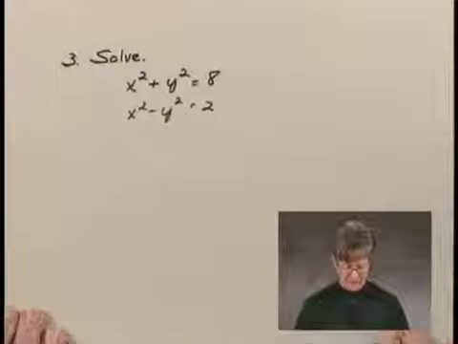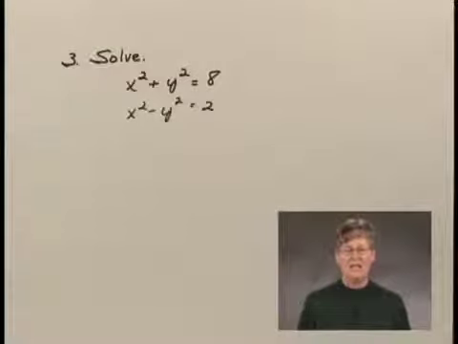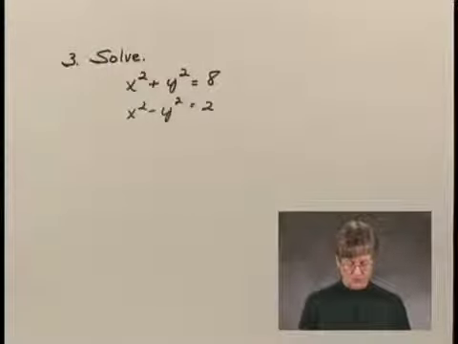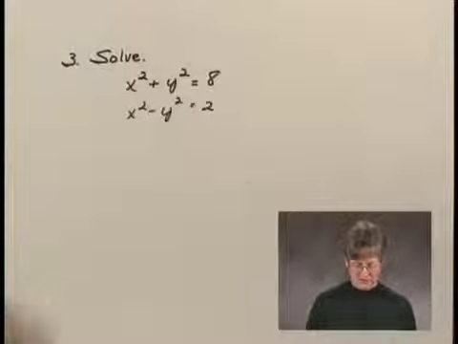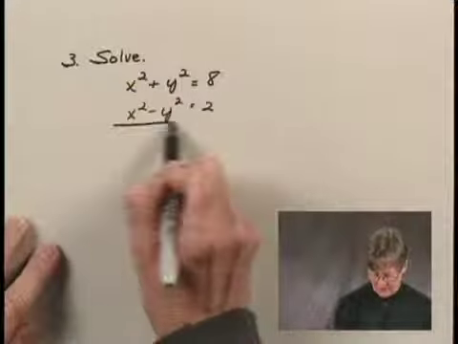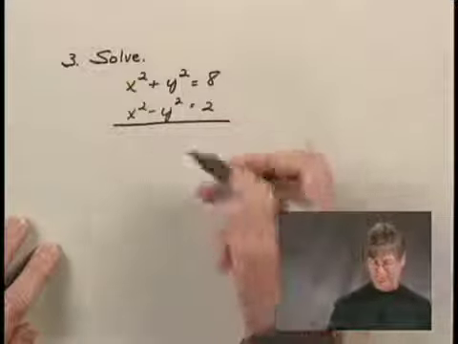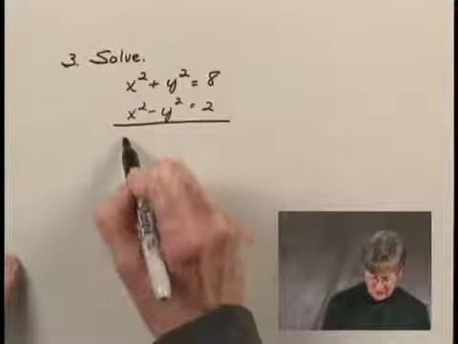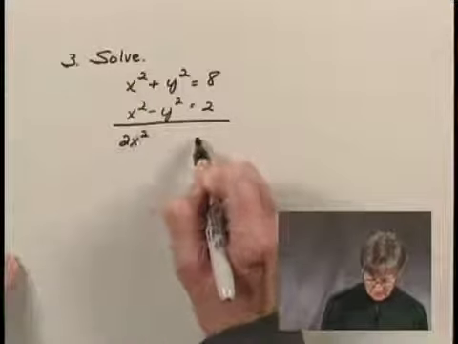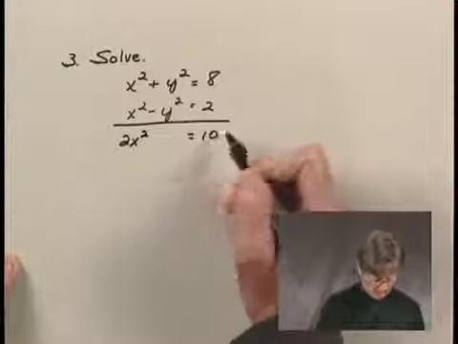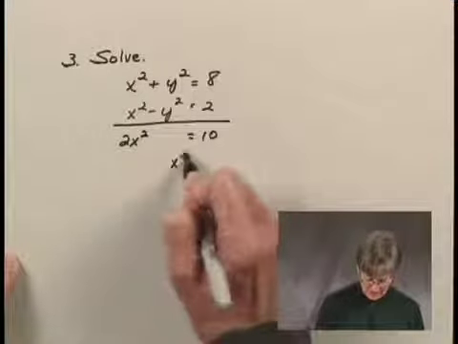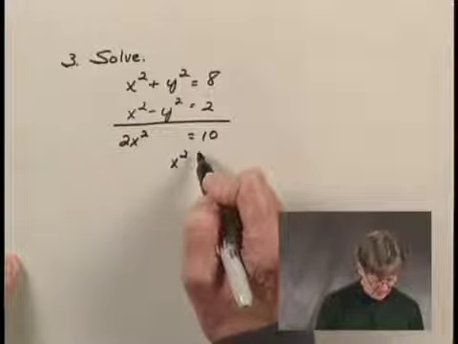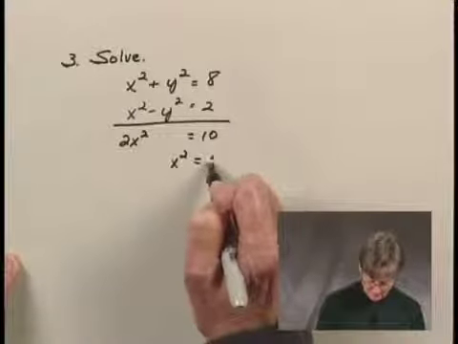We have the system x squared plus y squared equals 8, x squared minus y squared equals 2, and we'll use elimination to solve this. If I add these two equations just as they're written, I can see that the y squared terms are going to add up to 0. So when I do the addition, I get 2x squared is equal to 10. And that tells me then, dividing both sides by 2, that x squared is equal to 5.